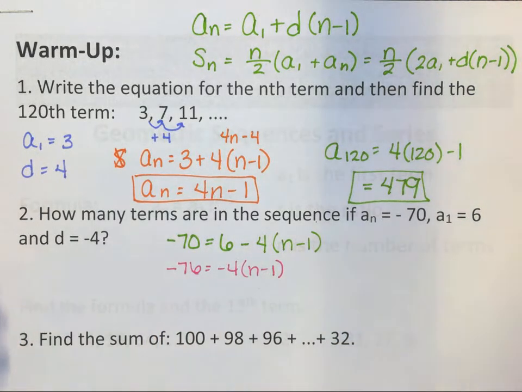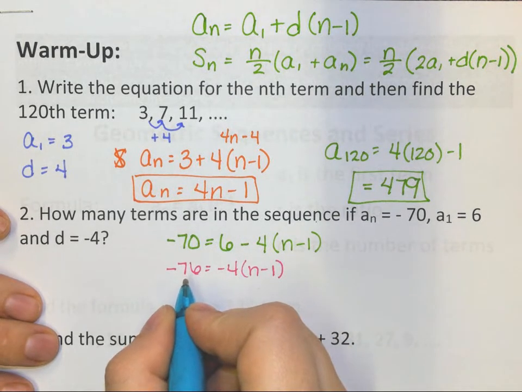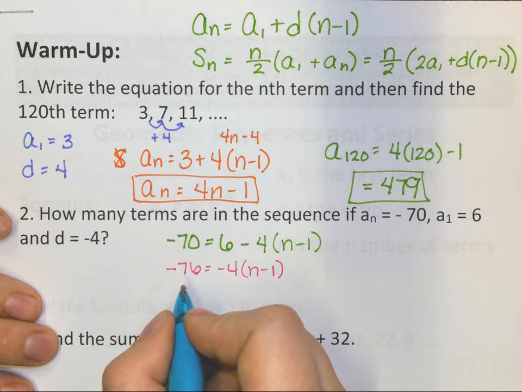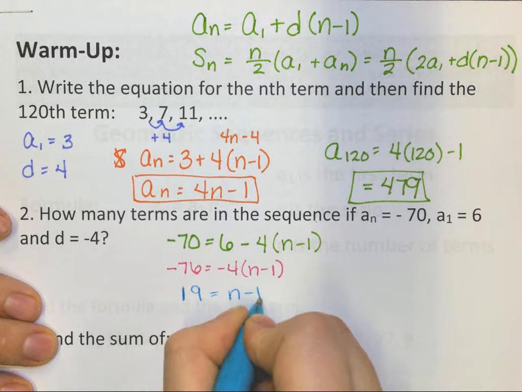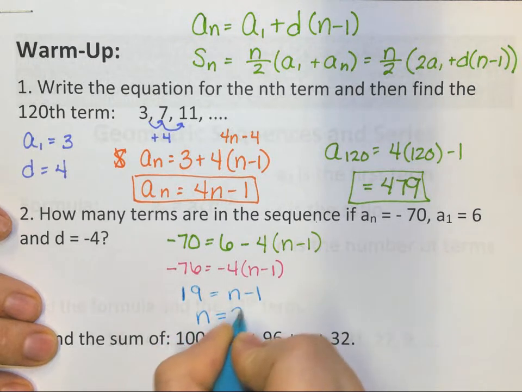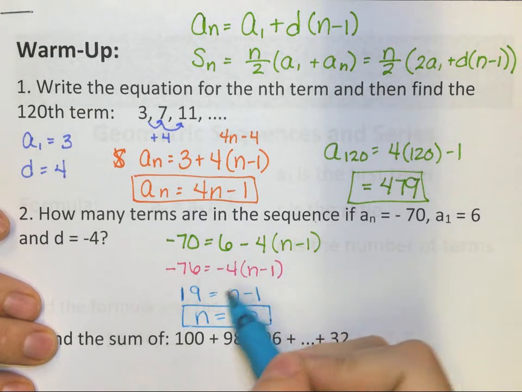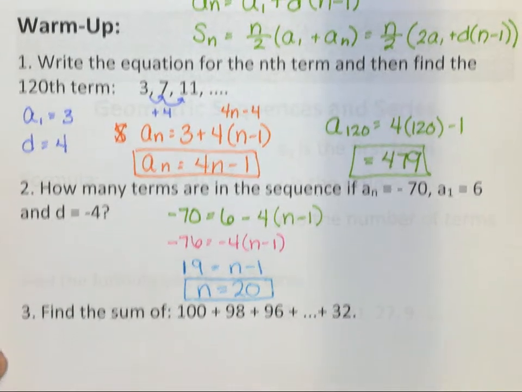And then if I divide by negative 4, how many times does negative 4 go into negative 76? You can use a calculator if you need to. 19 times. So what is n? 20. You can distribute and work it out. That's just, I think it's 1 or 2 steps more. But it should give you the same answer either way.